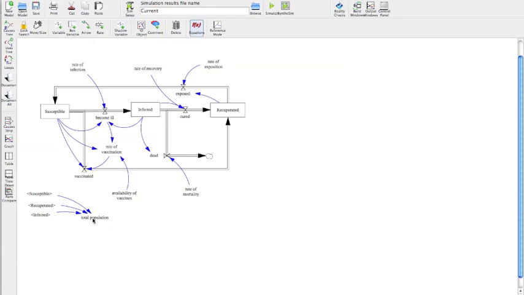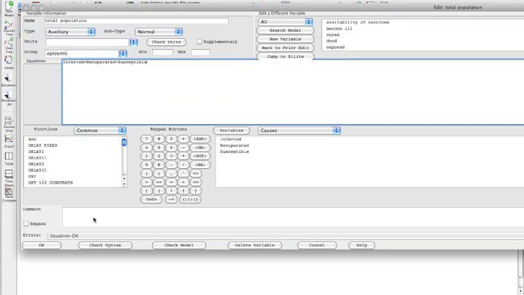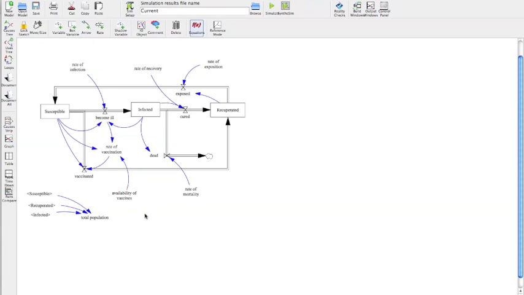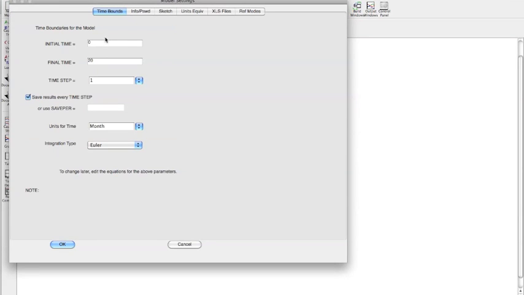Oh, here there's a little auxiliary variable to show the total population. So okay. Let's look at the model setup, and if you look at the settings, this model is run from 0 to 20 months, with time steps of 1 month, and that's fine.